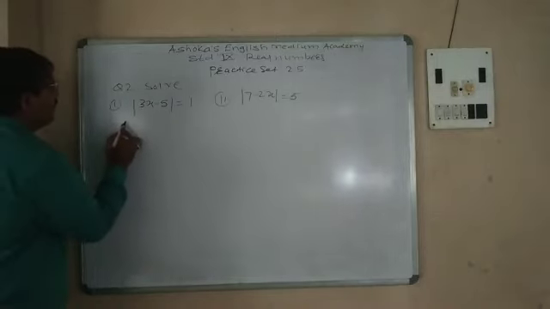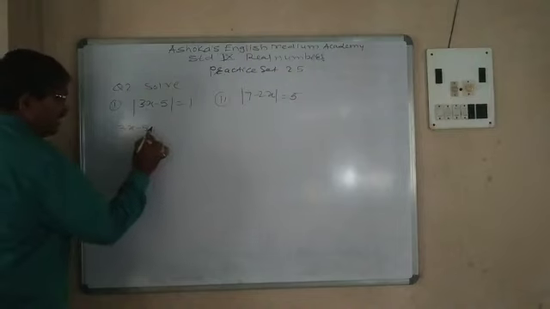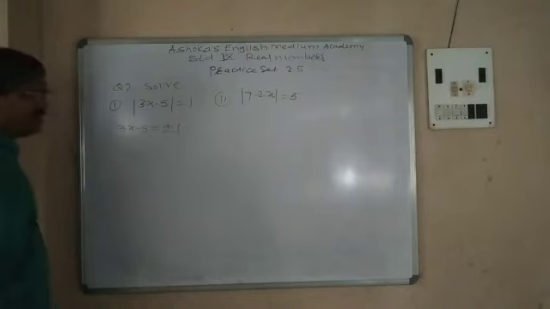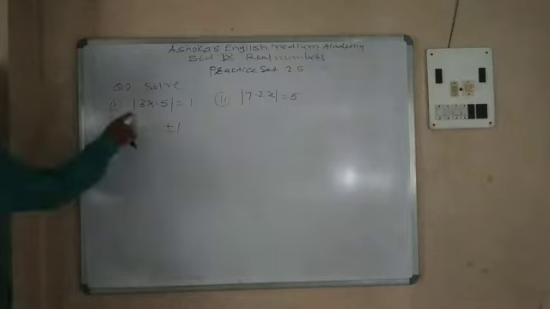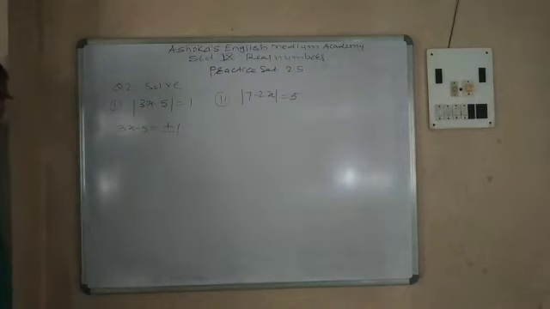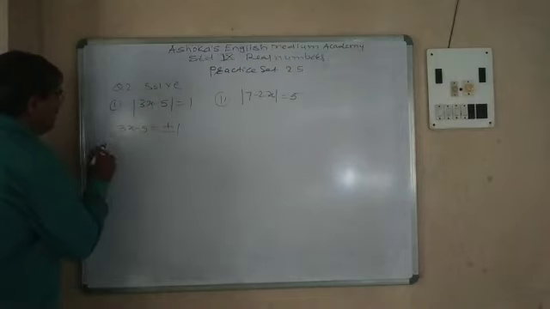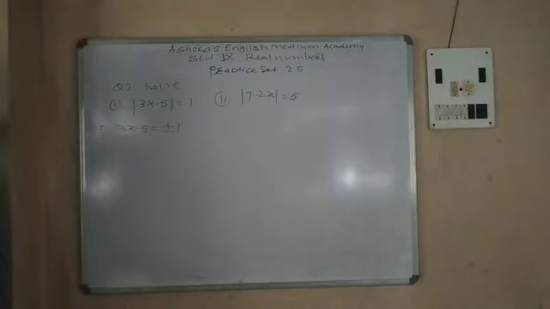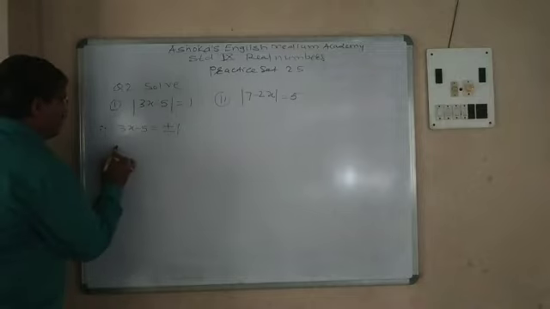Now here, 3x minus 5 is equal to plus minus 1, taking it out of the mod sign. When you take it out of the mod sign, you should take plus minus. The absolute value of this term is plus minus 1. As usual, one time we take the plus sign.